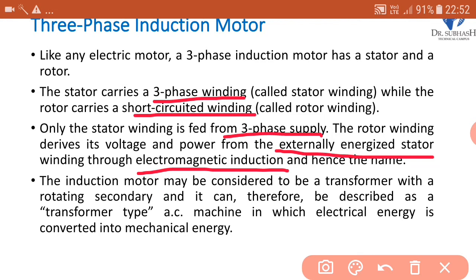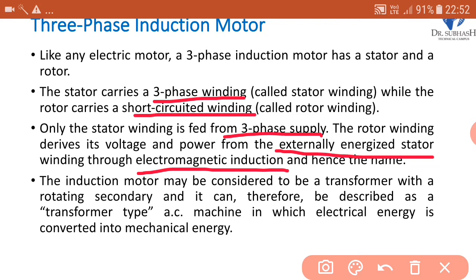So there is no power supply given to the rotor. Power supply is only given to the stator, and through electromagnetic induction the rotor gets power. Because of this principle, this type of motor is known as induction motor.